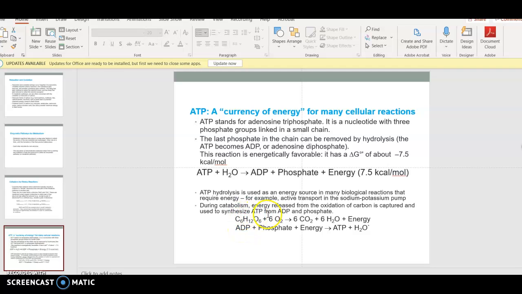Okay, this is an example of the reaction. Glucose plus oxygen in aerobic respiration will produce carbon dioxide, water, and energy. Confusing, but these are actually two different reactions. Glucose plus oxygen will produce carbon dioxide, H2O, and also energy. And likewise, if you want to produce ATP back, ADP plus phosphate plus energy becomes ATP plus H2O.